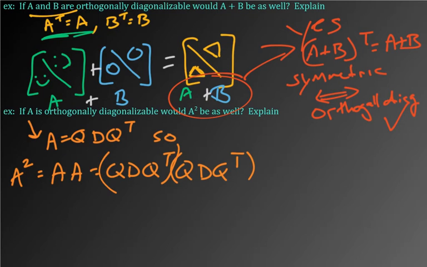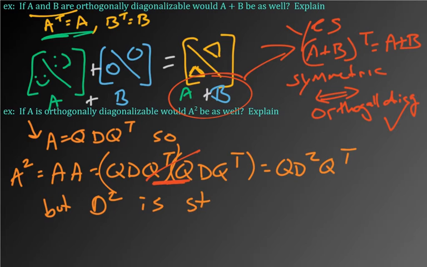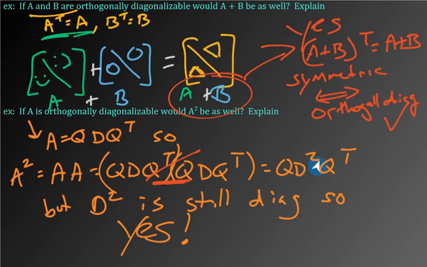And then we know that these are inverses, right? So they're going to go out to the identity. And then you would just have Q D squared Q transpose. But D squared is still diagonal, right? So, yes, it definitely should be. If you square a diagonal matrix or cube it or whatever, you just square or cube the things on the diagonal, and so this thing still fits the structure of being orthogonally diagonalizable.